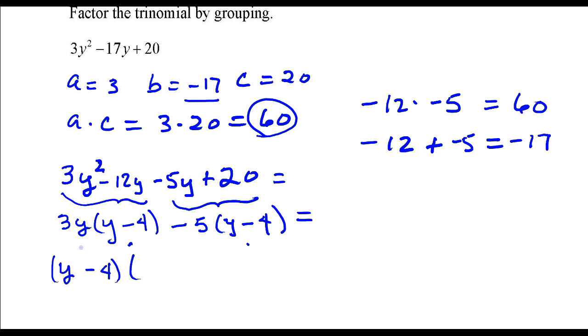So if I factor y minus 4 out of this first part, I'm left with 3y. If I factor y minus 4 out of this part, I'm left with minus 5. And that's the complete factorization.